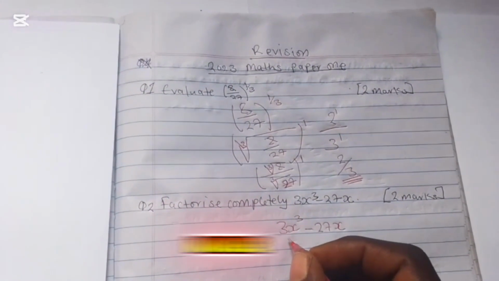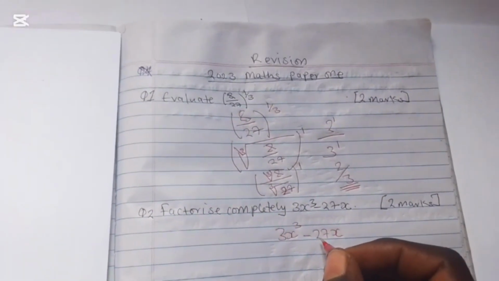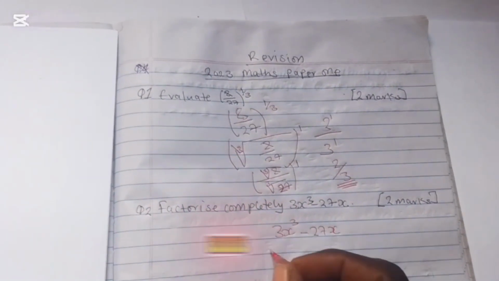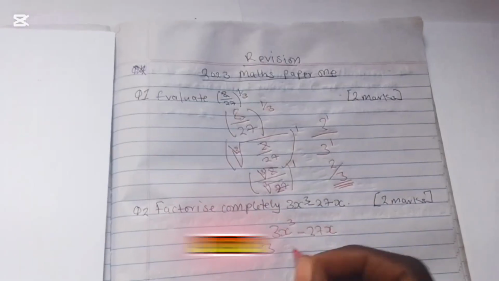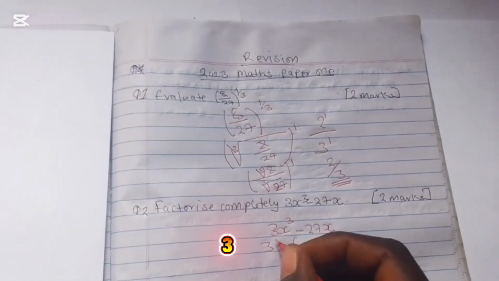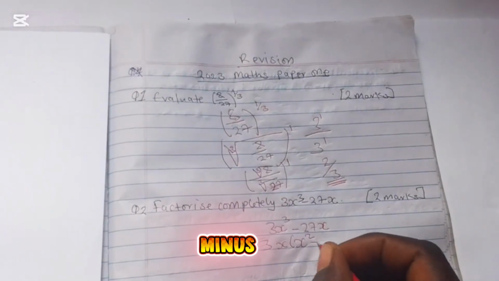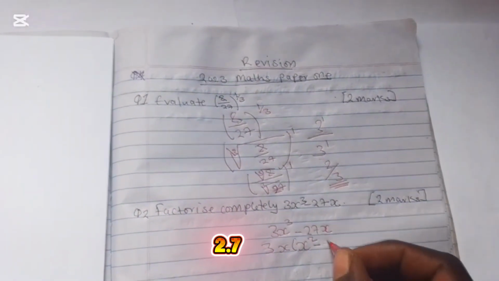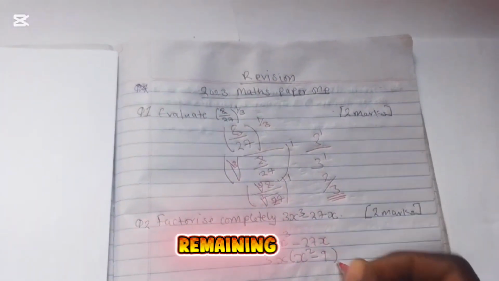So here we're going to look for the number or letter which is common. The number which is common here is 3, and the letter is x. So 3 cancels 3, x cancels x, we remain with x squared minus, so 27 divided by 3 is 9. x and x cancel each other, we remain with 9.